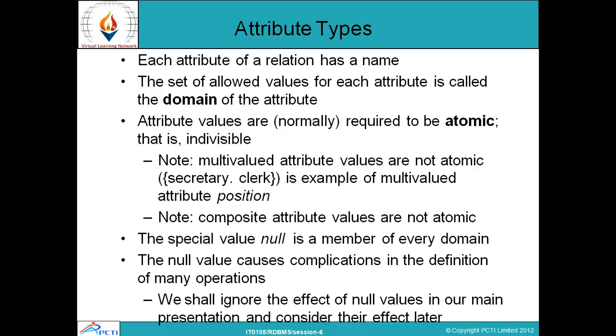One more thing to note here is that composite attribute values are not atomic because they are composed from other attributes. The special value null is a member of every domain. The null value causes complications in the definition of many operations. Null means empty, that is, not known to the user at the time of entry. For example, a phone number: if you don't know it, you leave it empty. Such null values in the table create problems when extracting data from the database.